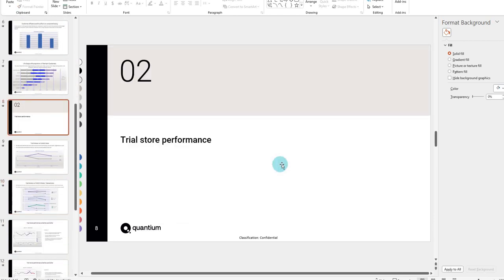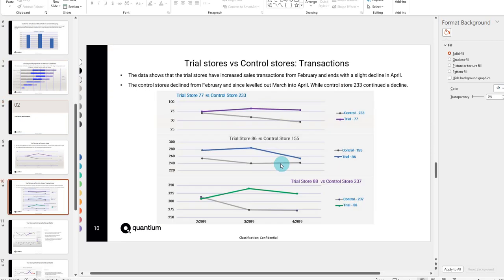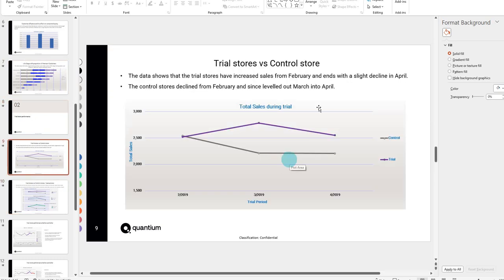The part 2 of the trial stores. As you can see here, the trial stores versus control store data shows that the trial stores increased the sales from February and slightly declined in April. But overall, the trial stores are outperforming the control stores. As you can see, the control store declines, and then it does a slight decline again, whereas the trial stores increase and then start to decline again.